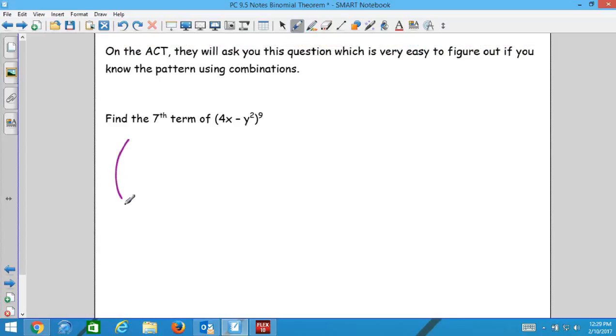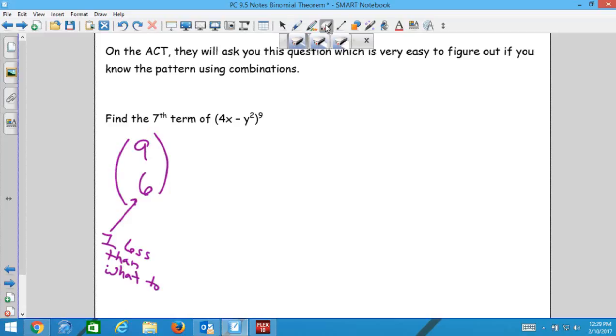So we can write ourselves a note. This is one less than what we're supposed to choose. One less than the term needed. Well, there's 10 terms, but I'm asked to find the 7th term. So that number is going to be one less than what you're asked to find. Okay?